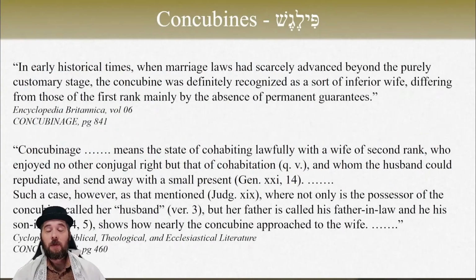And even when you look throughout the Torah, when you look in Exodus and Leviticus and Deuteronomy and Joshua, and especially when you look at the laws regarding marriage between husband and wife, you do not find the word concubine or pelegesh anywhere in those books, in Exodus, Leviticus, Numbers, Deuteronomy, or Joshua. You only find the word wife.